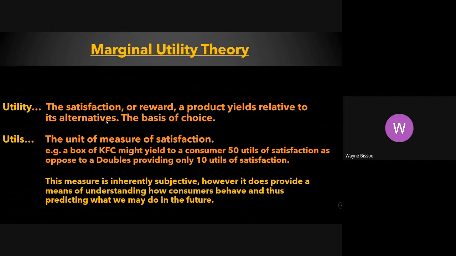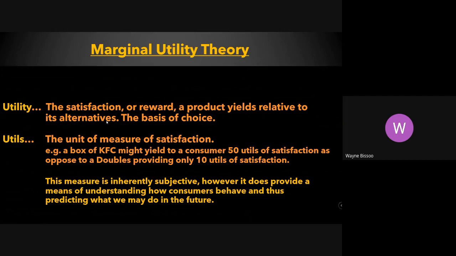So for example, a box of KFC might yield to a consumer 50 utils of satisfaction as opposed to doubles providing only 10. That's why if you want to arrive at the same amount of satisfaction as when you eat a box of KFC, you might want to eat up to about, what, 5 doubles to get to the equivalent of how you might feel if you bought a box of KFC. You understanding that logic there? Yes, sir.